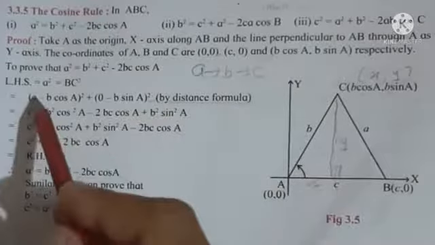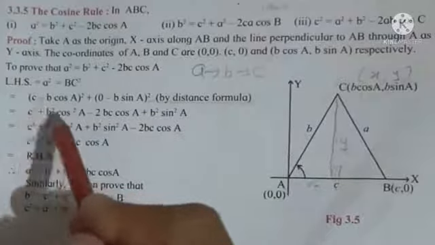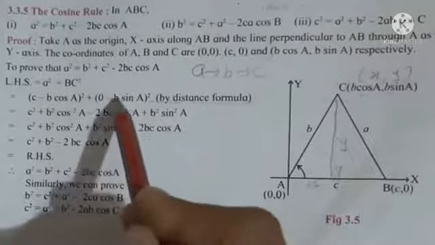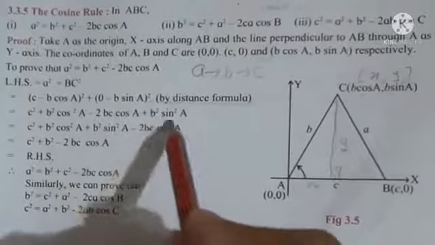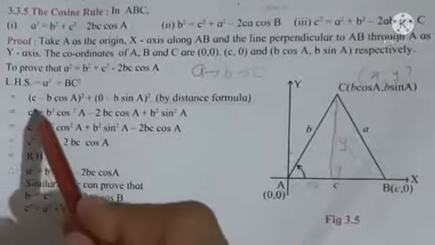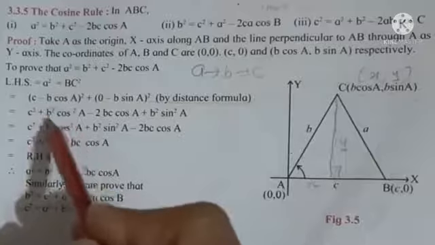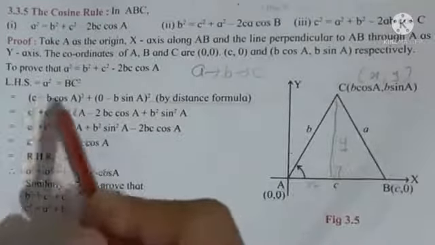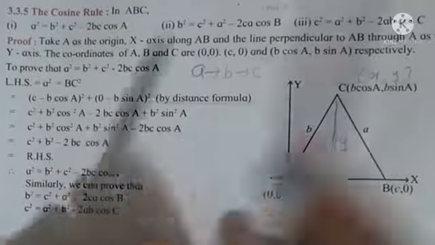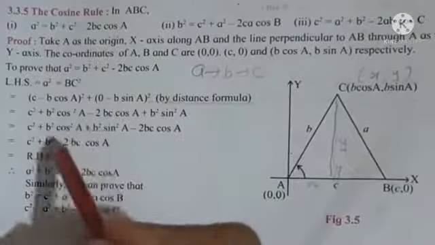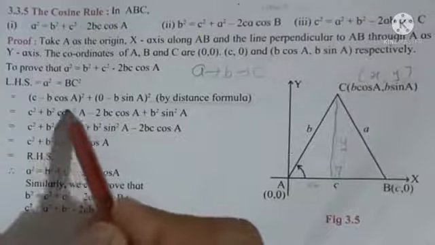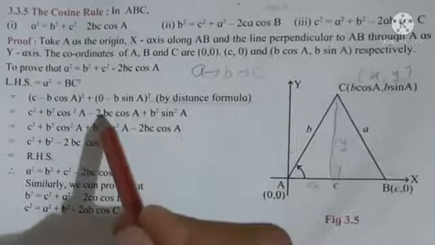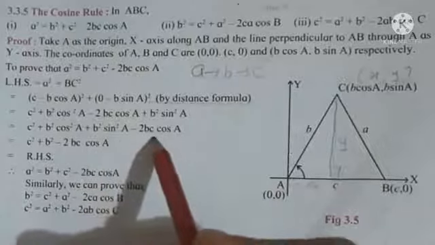You simplify this. (a minus b) bracket square is a square plus b square minus 2ab. Here c square plus b square cos square A minus 2 multiplication of these two, means 2bc cos A, plus b square sin square A. So here c square as it is, b square cos square A as it is, then write this b square sin square A, and then write minus 2bc cos A.